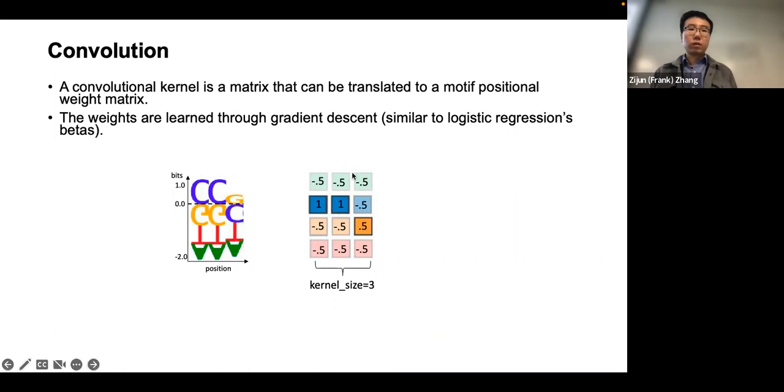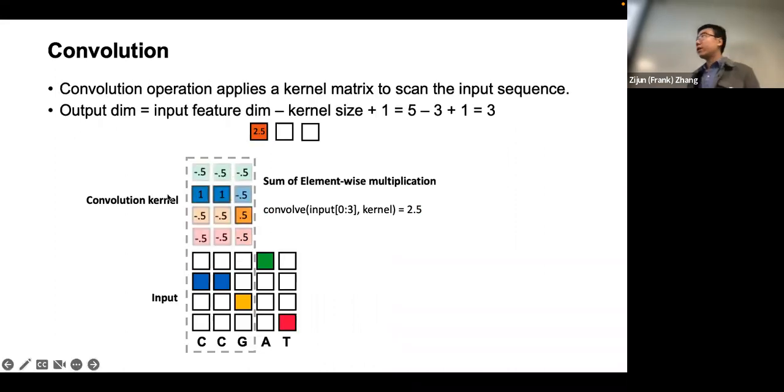So the parameters in this convolutional layer are basically this convolutional kernel. Each of those numbers is analogous to the betas that we discussed during logistic regression, right? Those are learned through some gradient descent. Suppose we already know the ground truth, we know the convolutional kernel matrix. How are we actually applying this convolutional kernel to scan an input DNA sequence?